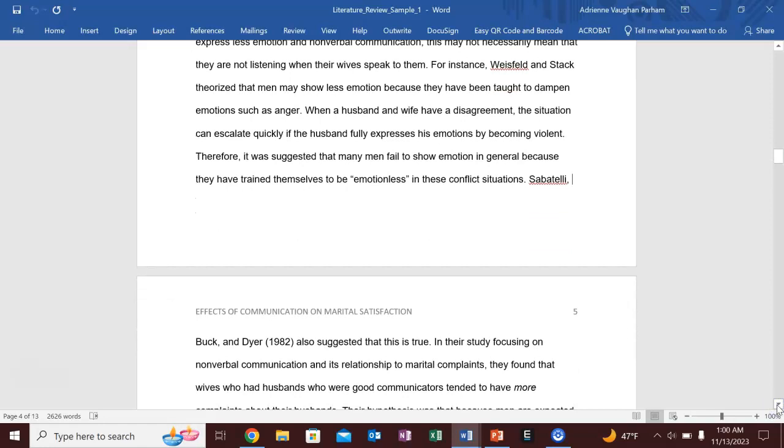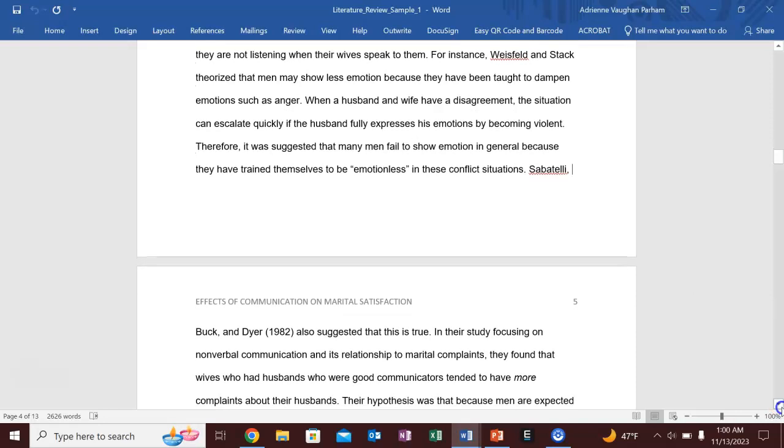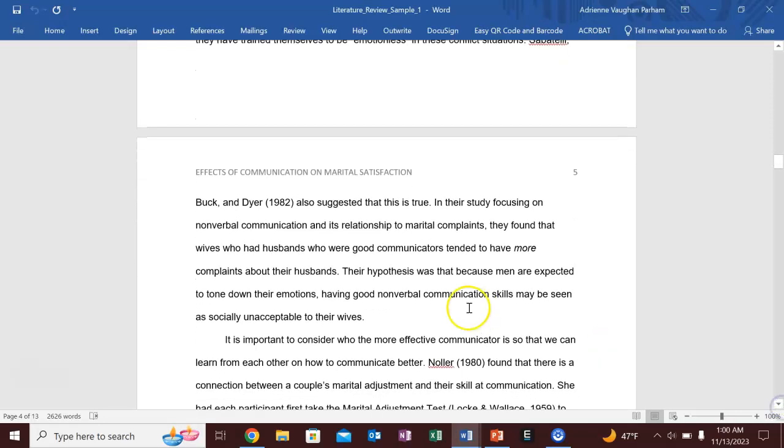Okay. Then we can also jump down to a whole other study where we might find one similar to the one we had before with Westfield and Stack. Then we're going to go down to Sabatelli, Buck, and Dreyer, 1982, which suggested that this is true. In their study, they focused on nonverbal communication and its relationship to marital complaints. We'll talk about what they found. We may talk about who the participants were, what their hypothesis was, etc.